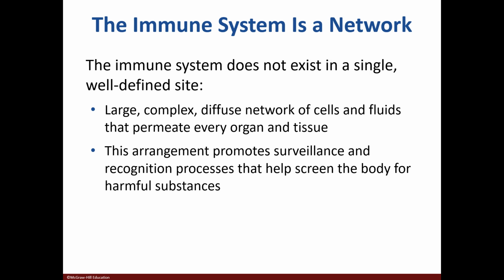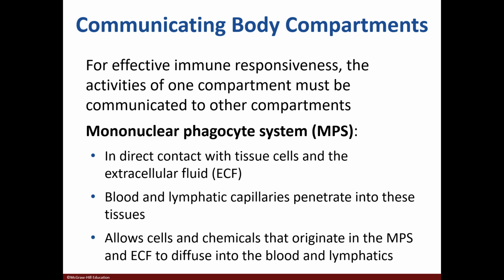When you think of a system like the cardiovascular system, you think of things like the heart and blood vessels. The immune system is different in that it's made up of cells and fluids that are everywhere. This provides optimum protection by being able to be on patrol everywhere. In order to have an effective response, there must be efficient communication throughout the body.